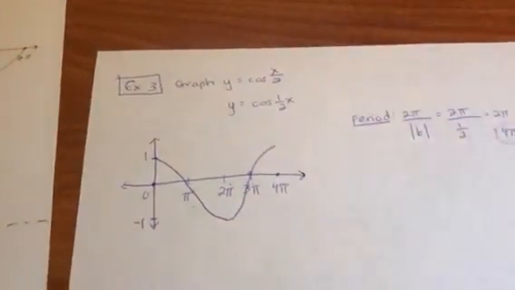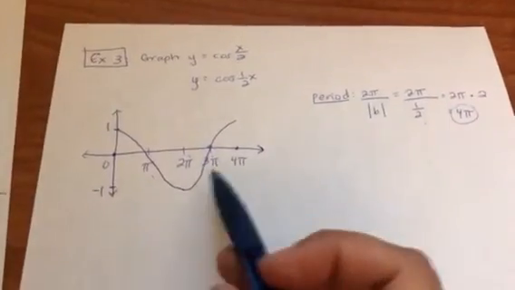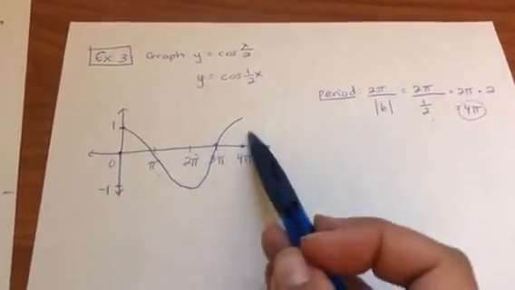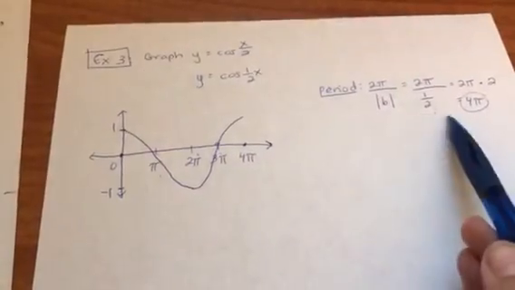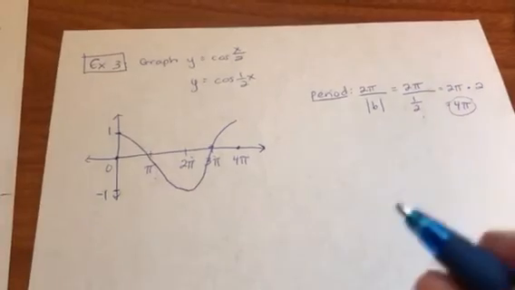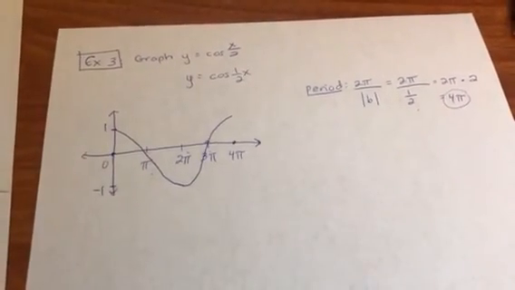So now we're done. For your quiz or your test, you're going to need to know how to get these values, how to draw one cycle by finding the period, and then basically drawing it out like I did. Next comes a harder example.